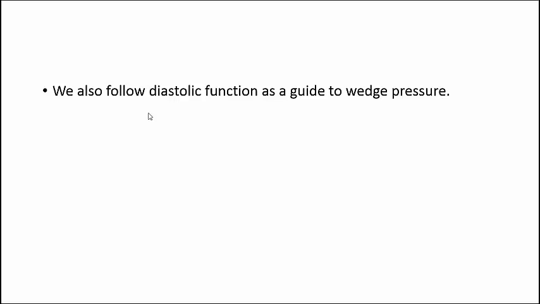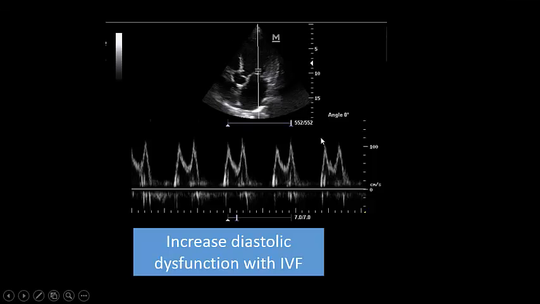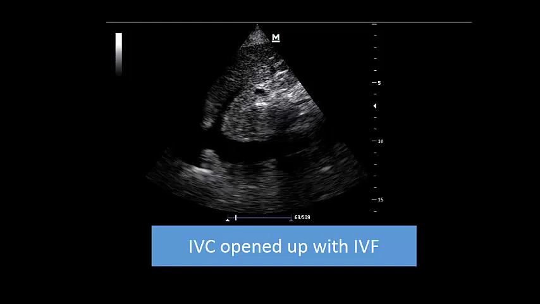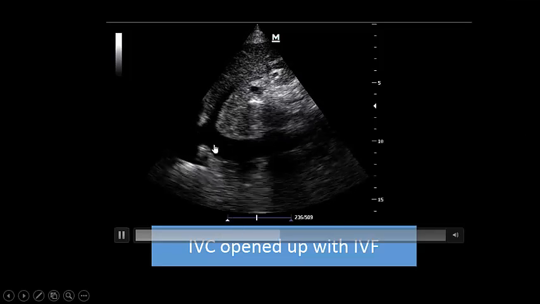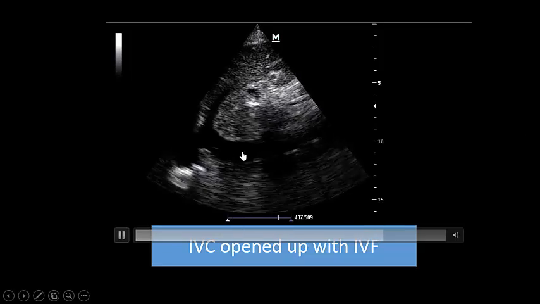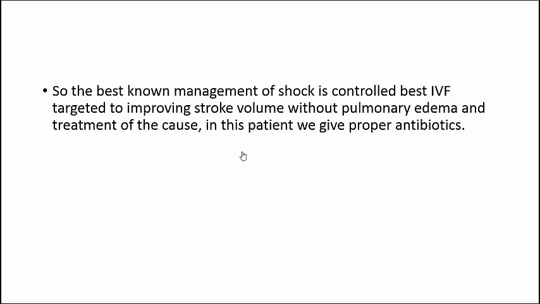We follow also the diastolic function as a guide of wedge pressure in our patient, as a guide to giving IV fluids. In this patient, we keep going with IV fluids until we reach almost grade 2 diastolic function. You see here, the A wave starts to get up. That means the patient starts to be filled by IV fluids. What else? The inferior vena cava in our patient starts to open with IV fluids. Let's compare before and after proper IV fluids.